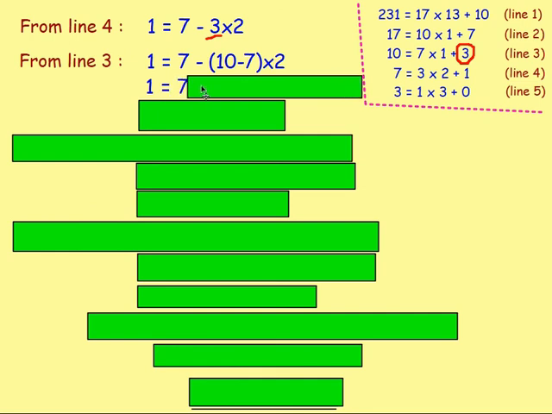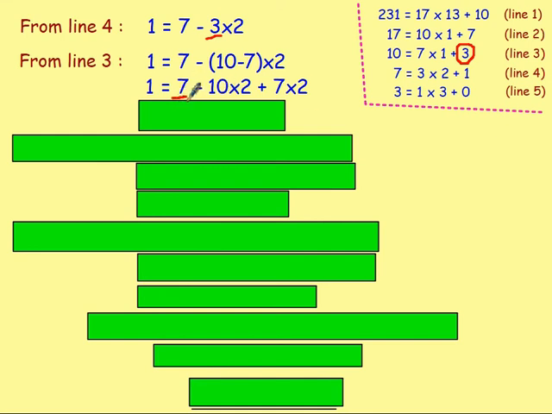So 1 would equal 7, that's not changing. We would be taking away 2 times 10, and we would be taking away negative 7 times 2. Well, the two negatives will make that positive, so it'll be plus 7 times 2. Gather anything that you can here.